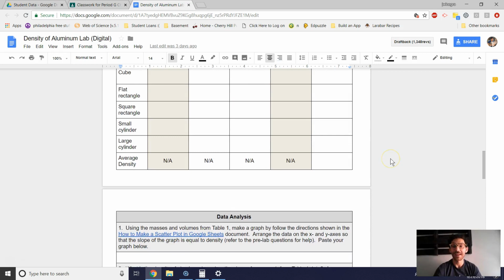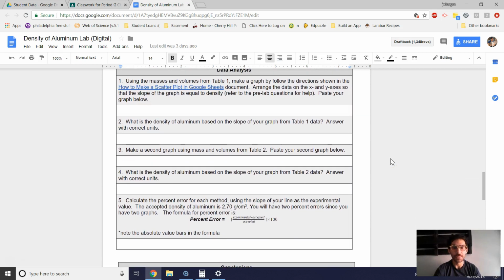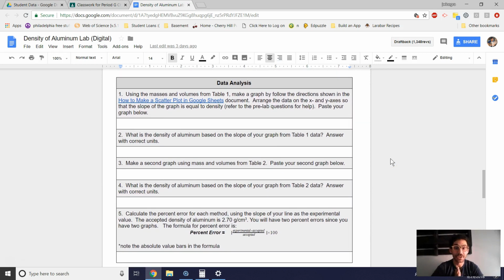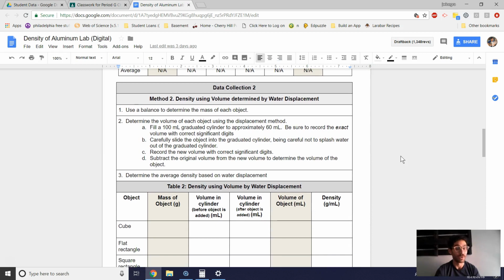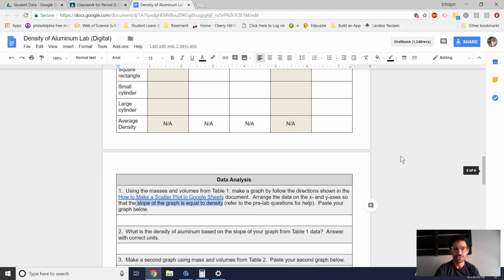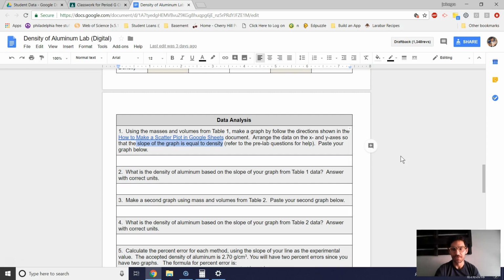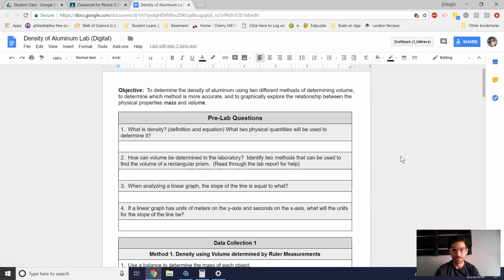So you're going to want to do some data analysis and make a graph. You're going to make a graph specifically so that the slope of the graph is equal to density. Well, how are you going to do that? Density we're going to get from the mass and volume of these objects, and you should know the formula for density from answering one of these pre-lab questions.